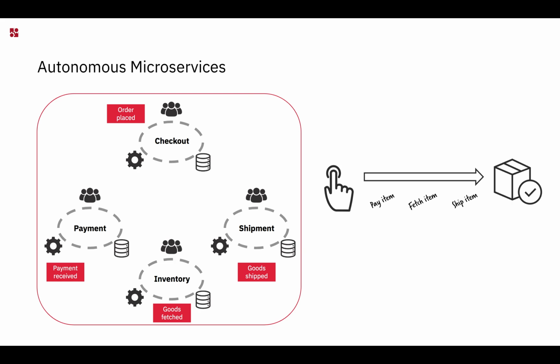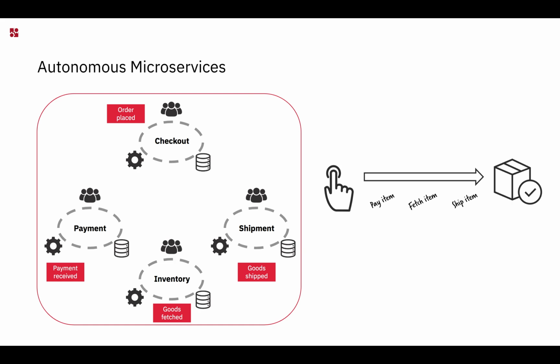So, whenever an order is triggered, the checkout service publishes an event, and the payment service listens to exactly this order placed event. The payment service then processes the payment and publishes the payment received event. The inventory service listens to this event, and eventually it publishes the event goods fetched. And finally, the shipping service publishes goods shipped. We call this the peer-to-peer event chain. We can see that our microservices are working together even though they're not directly calling each other.